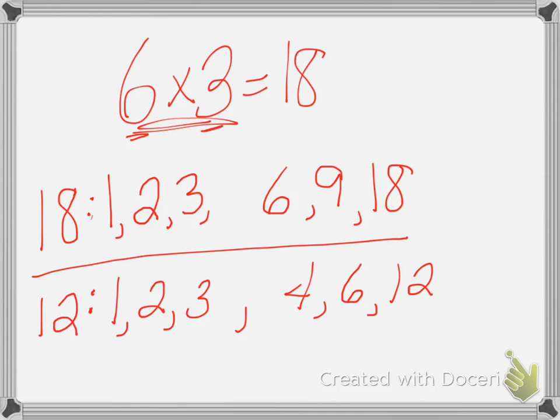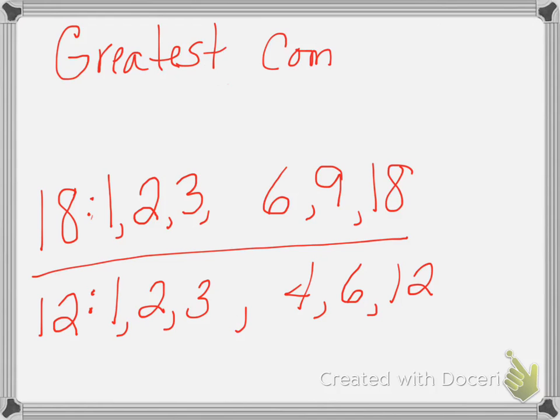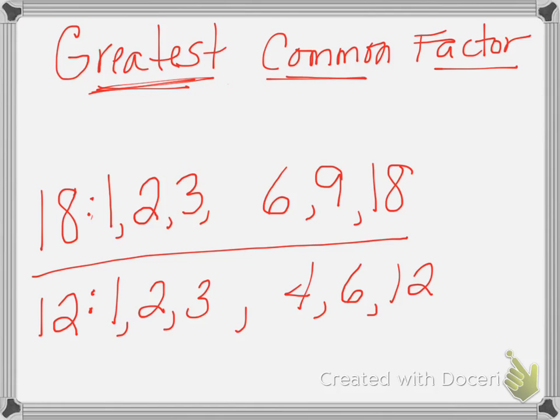So now I could ask myself, let me erase what I have up here on top. If I asked you what is the greatest common factor of 18 and 12, you're looking for the number that's the biggest, that's the same, and that it's a factor. Well, all these numbers are factors. So now I'm just looking for the biggest number that is the same.